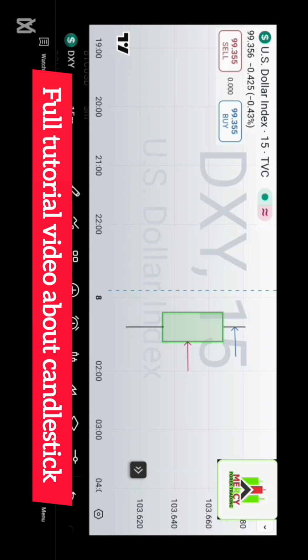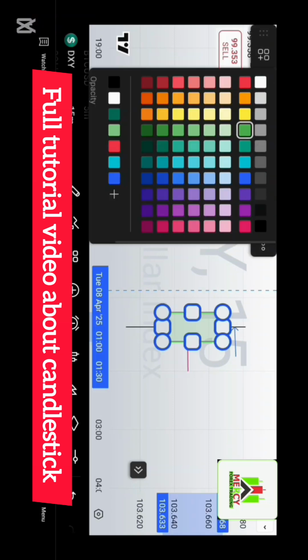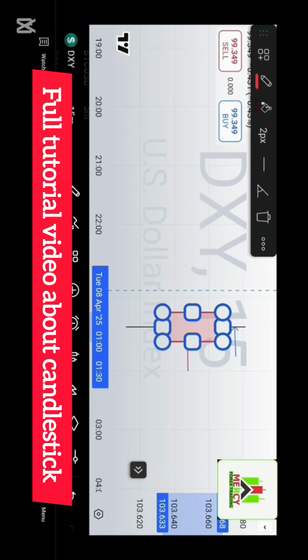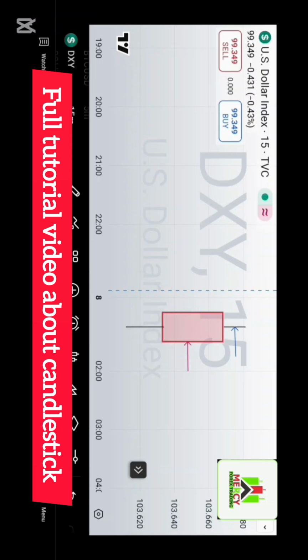Like this one is green, so this is a bullish candlestick. If I change it to red, it means a bearish candlestick, just as I explained what bullish and bearish candlesticks mean.